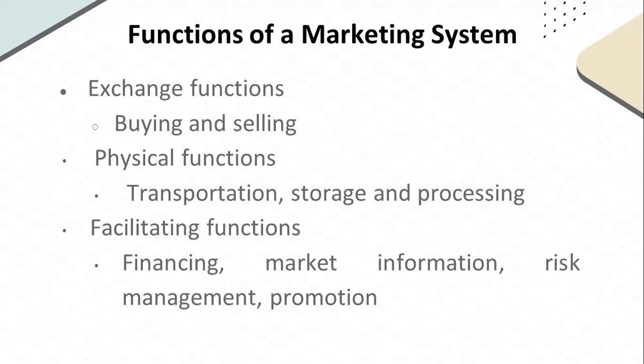Then there are some facilitating functions. What do you mean by this facilitating? We are allocating some resources, we are allocating some information, right? So like facilitating finance, facilitating market information, risk management, promotion. These are the facilitating functions happening inside a marketing system. These are the main functions of a marketing system. We do the exchange and physical functions and facilitating, right?